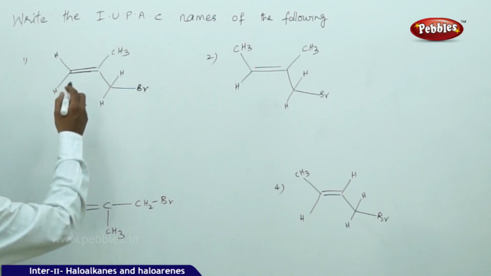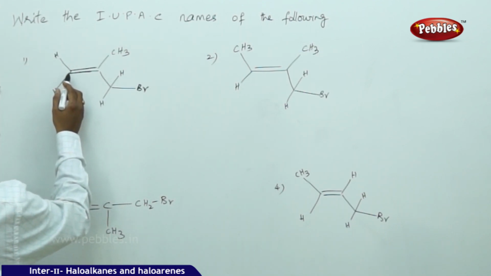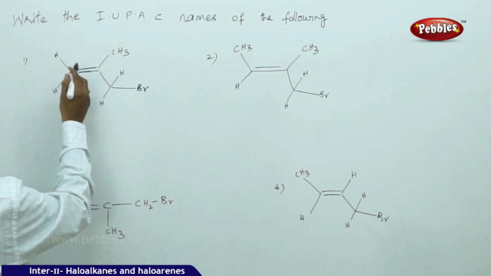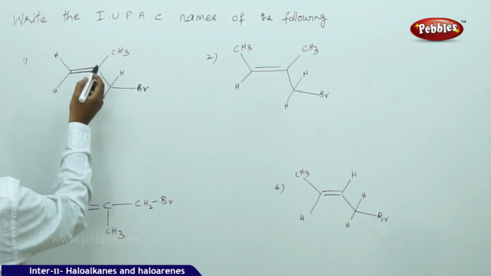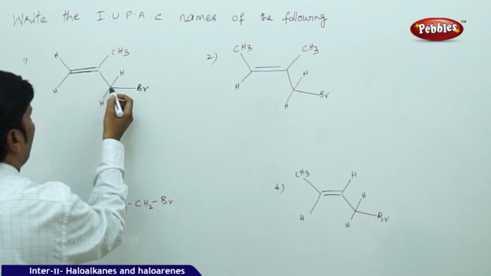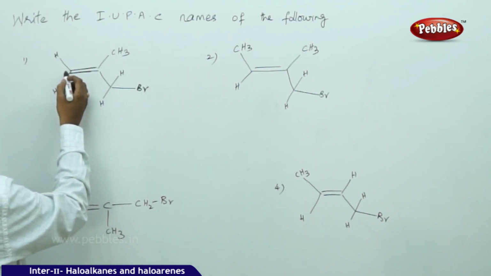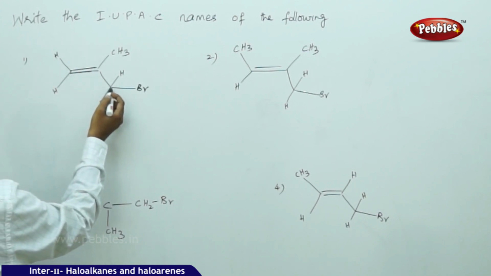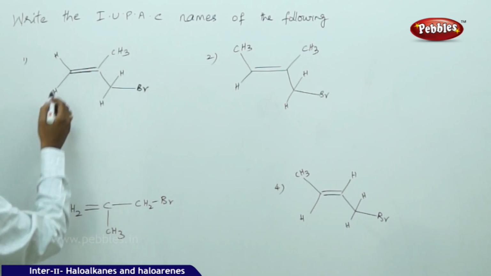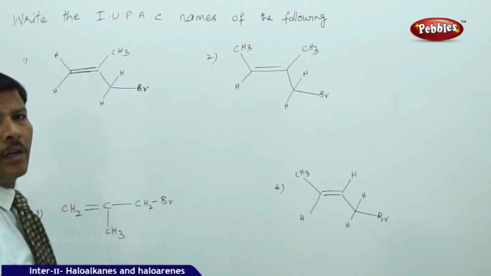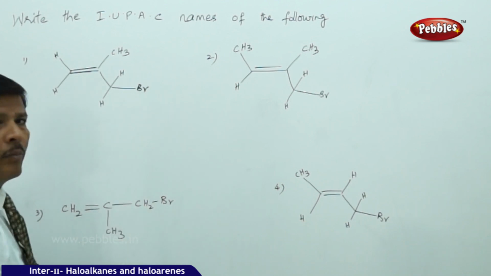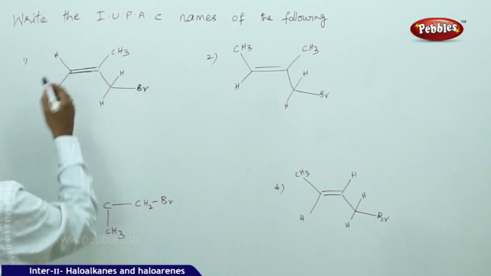So if you carefully analyze this structure, the longest chain possible is from the functional group. Here you are finding one carbon, and here one carbon, and here also one carbon. Coming from left to right: 1, 2, 3, that means the functional group is occupying the first position and the substituent is occupying the third position. That means you are giving first priority to the functional group.